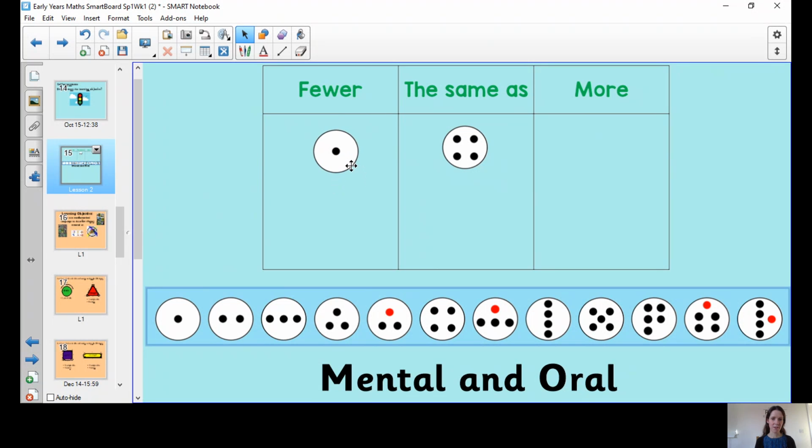So it goes in here. Here is my number 4. 1, 2, 3, 4. 4 dots. And here is number 1. 1 dot. 1 is fewer than 4. Let's try another one.